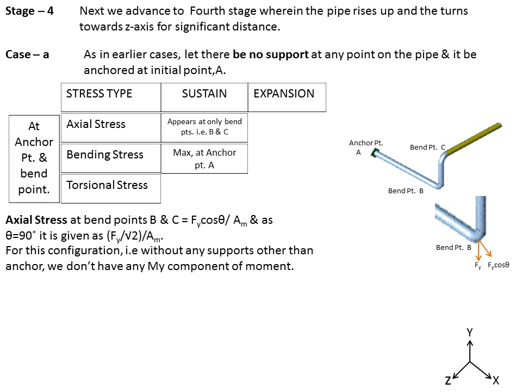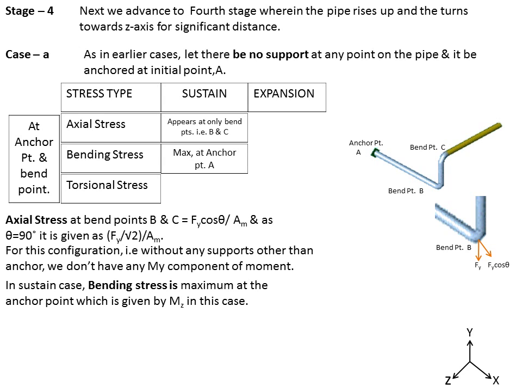So for bending stresses, we'll be seeing which is a maximum at the anchor point A. They are present in the various legs, but it's maximum at the anchor point A for this configuration. And again, we don't have any My component at the moment for this configuration. In the sustained case, bending stress is maximum at the anchor point, which is given by the relation Mz in this case. So sustained bending stress is maximum and is because of the moment in the z direction, that is the perpendicular direction in which the pipe is running.